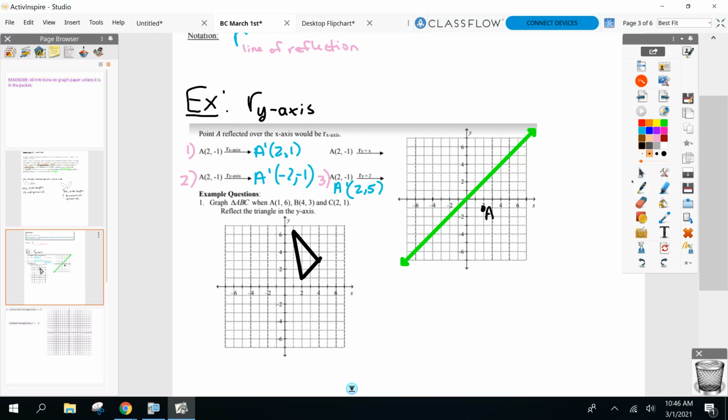So when I reflect over the line y equals x, and I'm going to take 2, -1 and do it, here's what it's going to become, and here's the rule. I really don't want to give it to you. I kind of want you guys to come up with it.